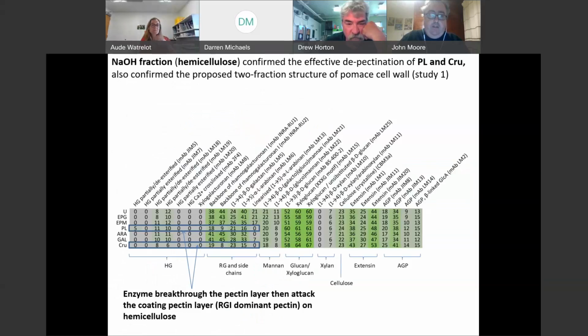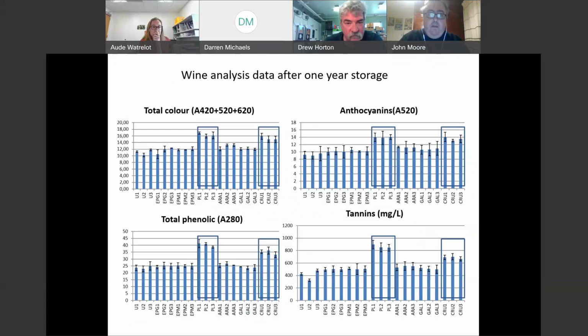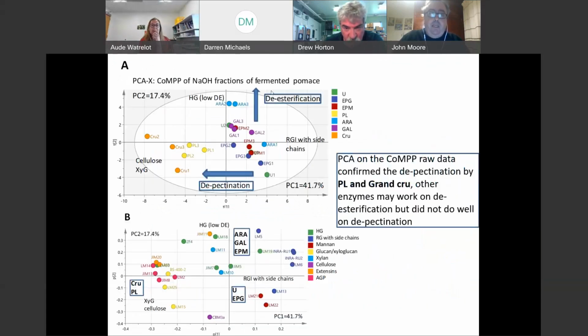Again, looking at the hemicellulose data, we get the same results. Pectin lyase and Cru gave clear results that pectin levels were being impacted by the addition of the enzyme. And again, we showed that pectin lyase and RG lyase seem to have the strongest effect, even though we would think that endopolygalacturonase and pectin methyl esterase might have an impact. They did not have an impact. So it correlated very strongly with the Grand Cru control.